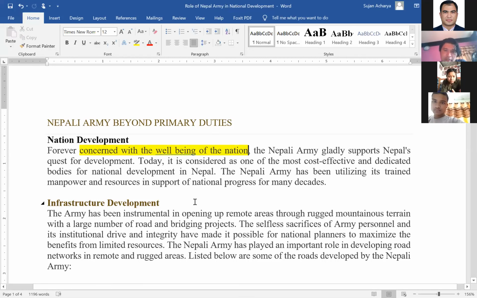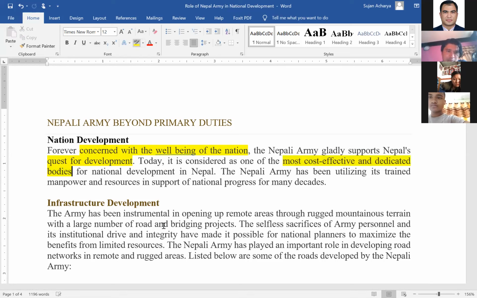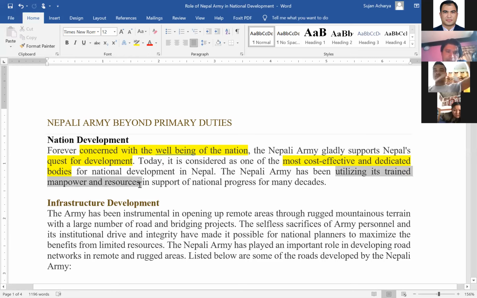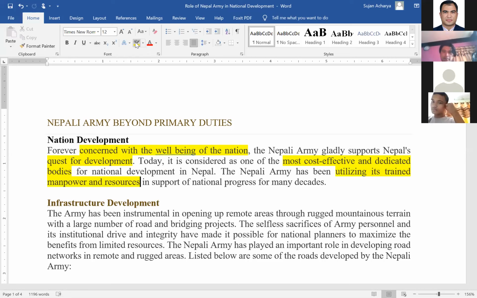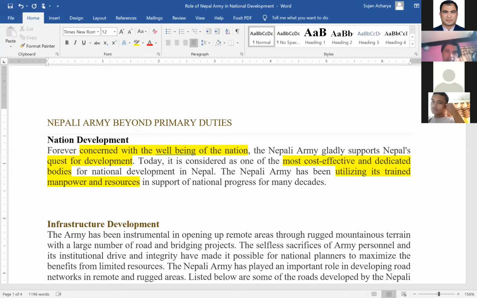Concerned with the well-being of the nation, Nepalese army supports the quest for the country's path of development, as cost-effective and dedicated bodies, utilizing its trained manpower and resources. Now, see what I will do. In my notebook, on the basis of these writings, see what I will do.